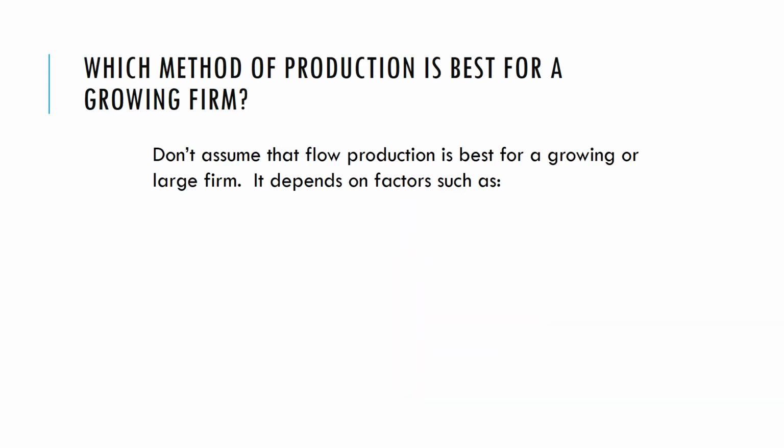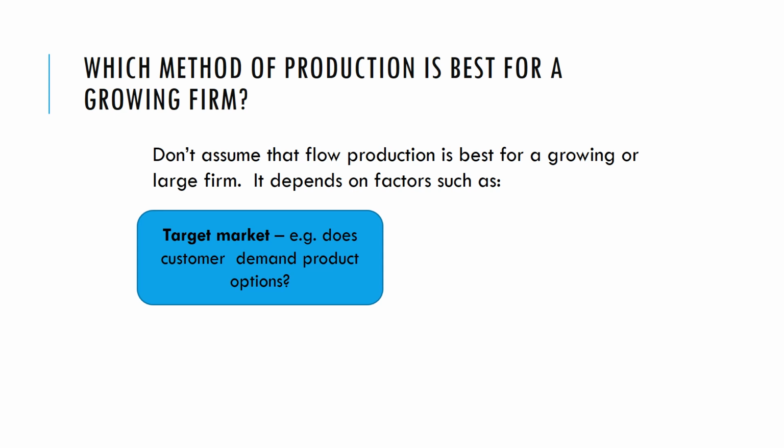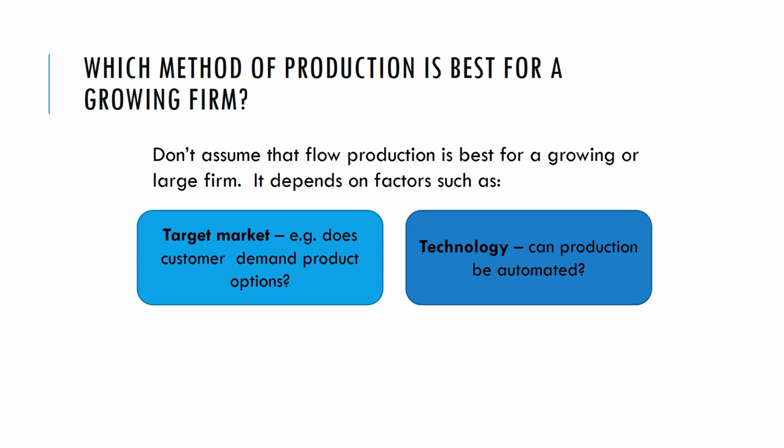So we've looked at the different methods of production, but which is the best for a growing firm? Now many people might assume that flow production is the best for a large firm, but it depends on a number of factors. Does the customer demand options on the product? If they do, then maybe job production would be better than flow production because you can easily adjust to your customer's demands. Are there technological limitations?